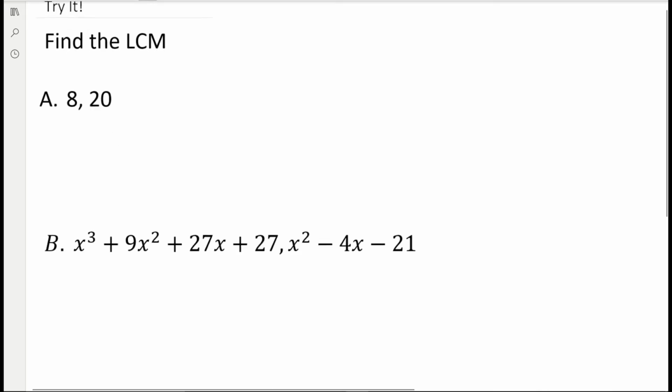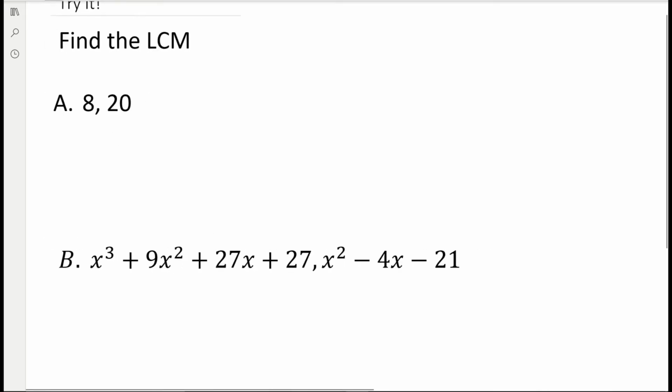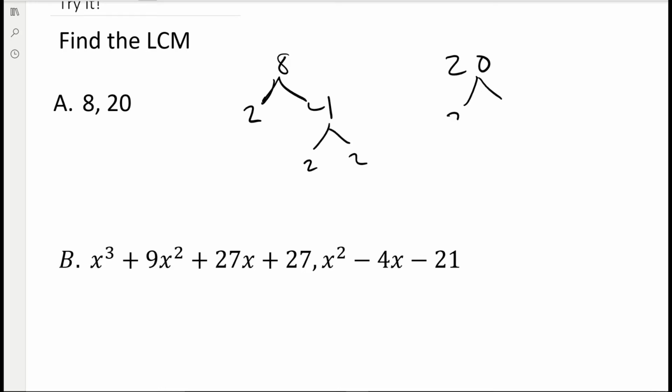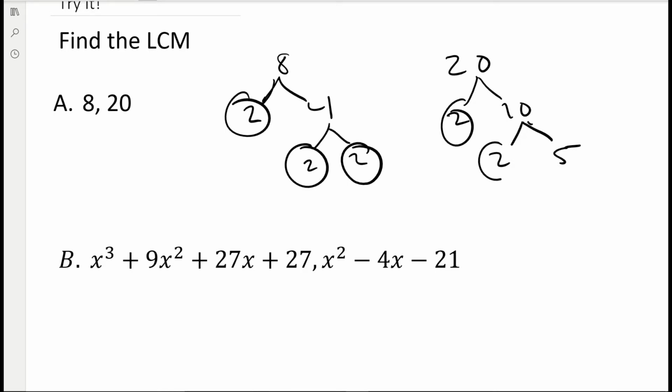Alright, so let's go ahead and find the least common multiple of the first one. Now again, there are no variables involved, just numbers, so we'll have to factor the numbers normally using a factor tree. So 8 is 2 times 4, and 4 is 2 times 2. 20 is 2 times 10, and then 10 is 2 times 5. So we have here 3 primes and 3 primes.